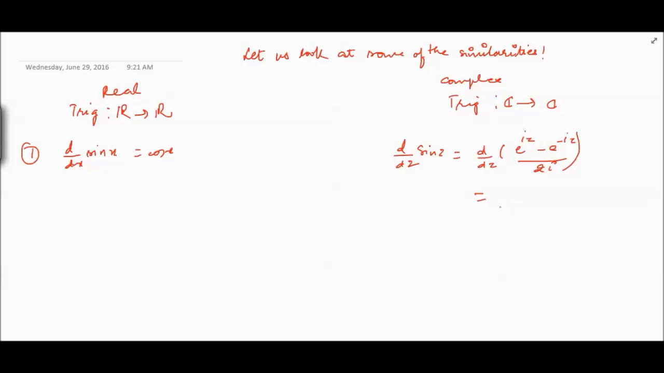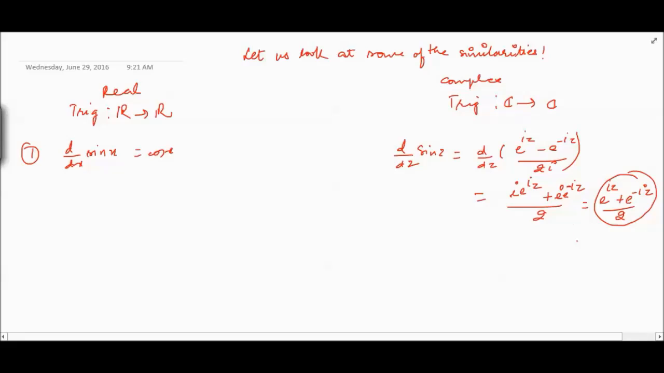This is (i e^{iz} + i e^{iz})/2, which is equal to (e^{iz} + e^{-iz})/2, and this is nothing but cos z. Right, so we get that dy/dz of sin z is cos z. So the first result is matching.